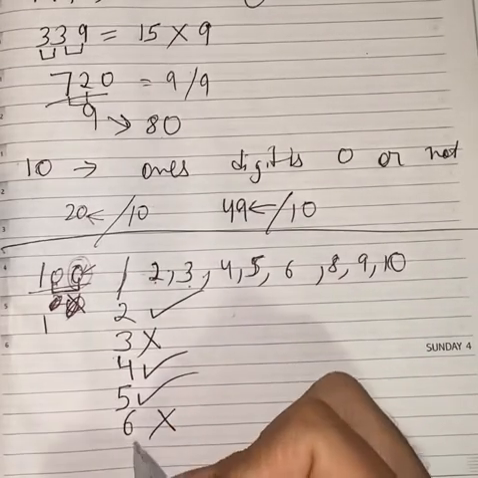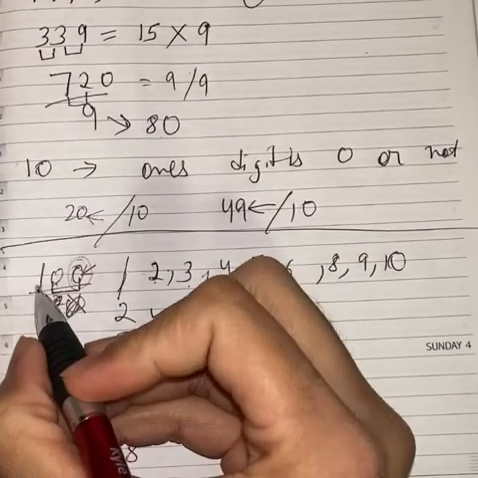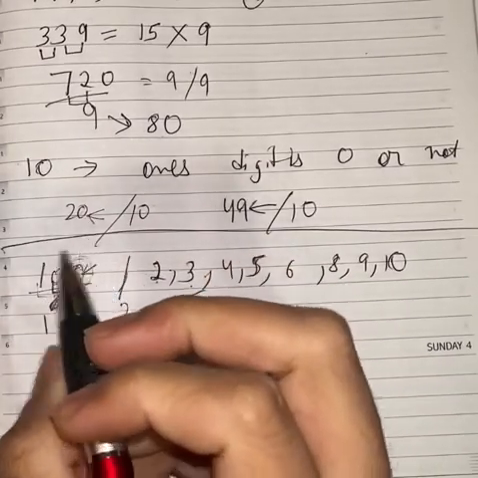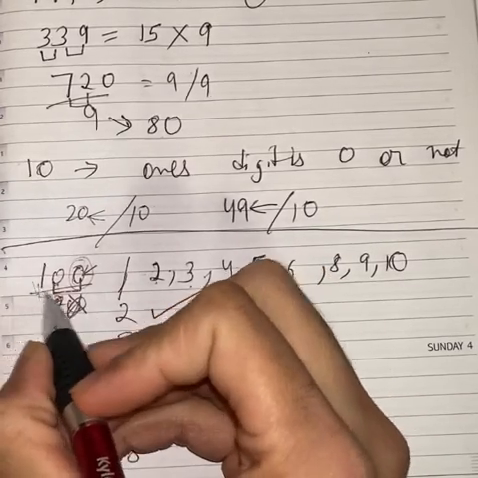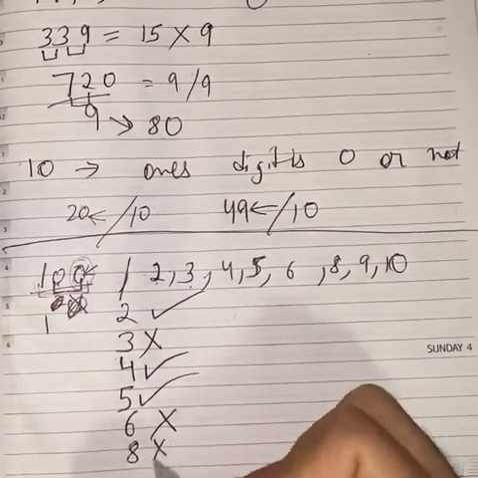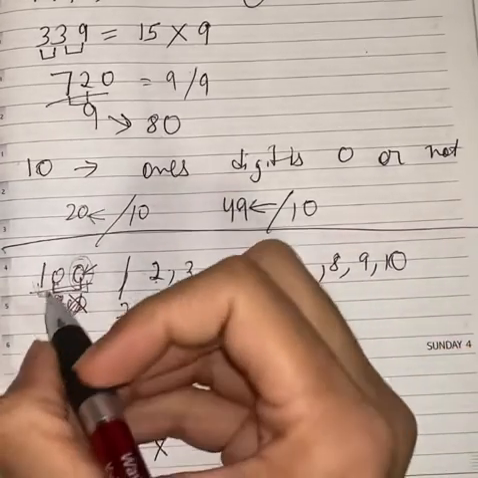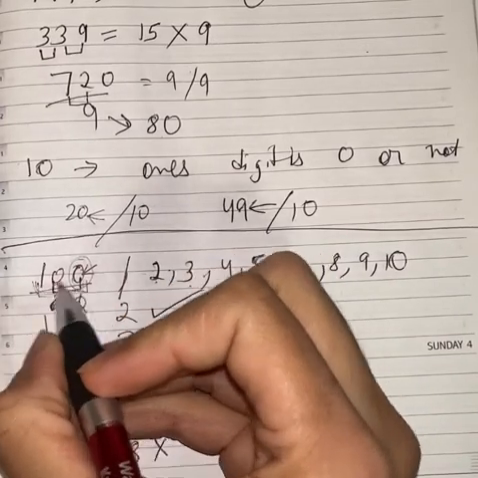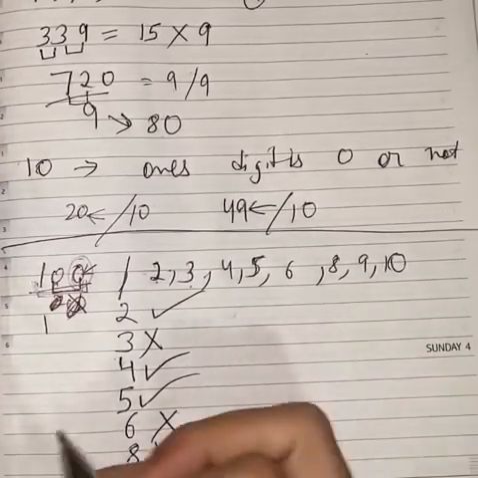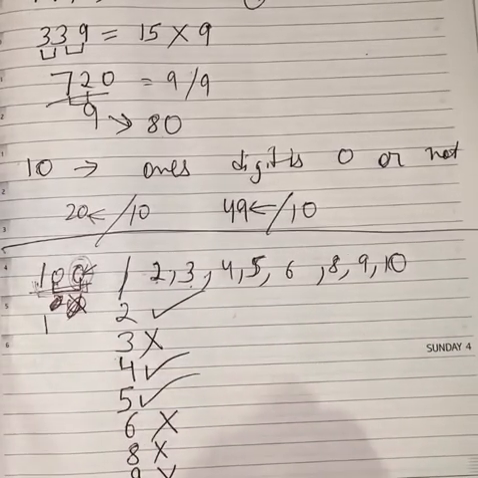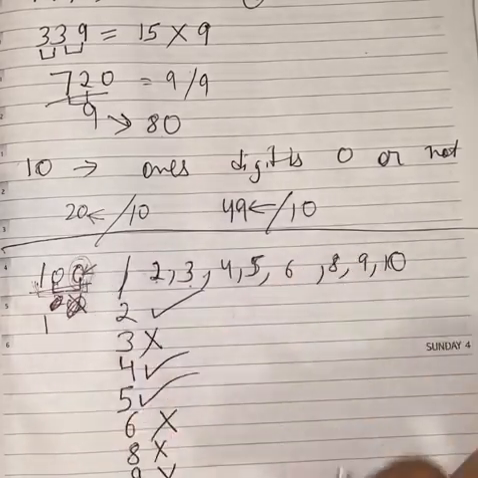For 8 we have to check that the last 3 digits are divisible by 8. Here the last 3 digits are not divisible by 8. For 9, we have to check the sum of all the digits. Here it is 1, so for 9 it is no. What about 10? For 10 we have to check that the last digit is 0, so here it is okay.